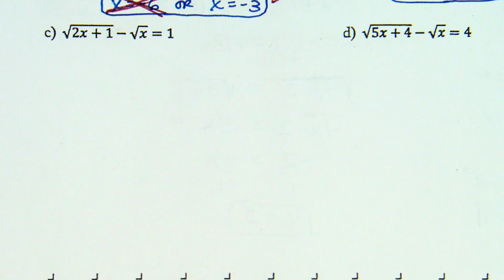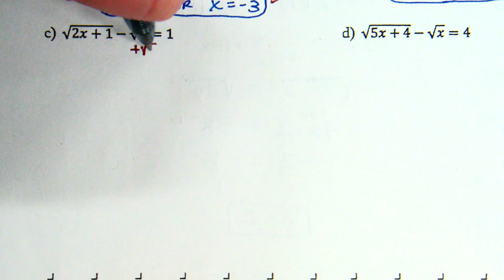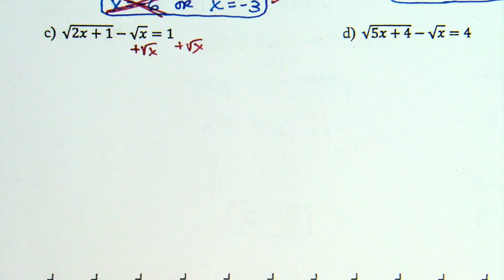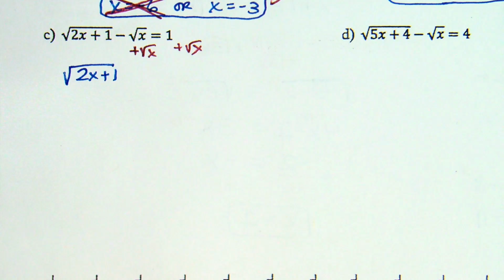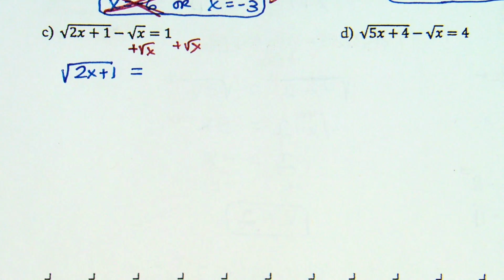Which radical is going to be easier to move here? Let's move the minus square root of x. To move the minus square root of x, we're going to add square root of x. So on the left, we're left with square root of 2x plus 1. On the right, what is 1 plus the square root of x?